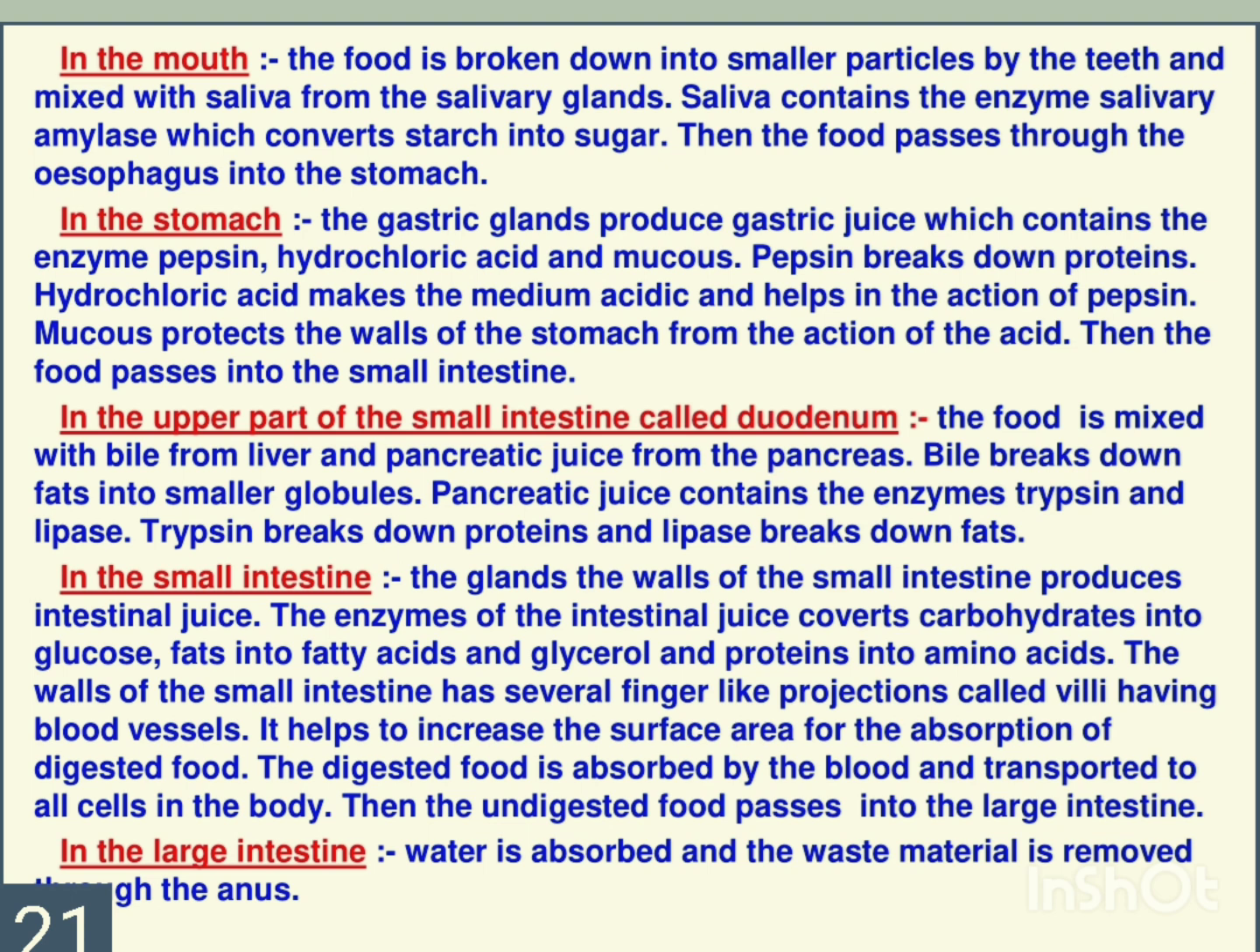The digested food is absorbed by the blood and transported to all the cells in the body. Then the undigested food passes into the large intestine. In the large intestine, no digestion takes place. So mainly digestion happens in the mouth, in the stomach, and then in the small intestine, including the duodenum. Once the food is absorbed by the blood and transported to the cells, the waste or undigested food passes into the large intestine. Water is absorbed and the waste material is removed through the anus. In this way, proper digestion takes place.